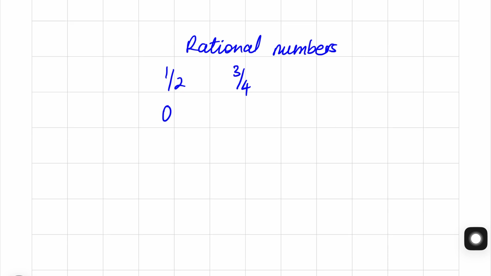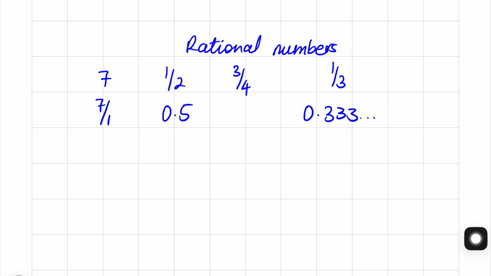Now let's talk about rational numbers. These are numbers that can be written as a fraction, like 1/2 or 3/4. Even decimals, because they can be written as a fraction. Even the number 7 is rational because it can be written as 7/1. Any number that can be written as one number divided by another, where the bottom number isn't 0, is a rational number.